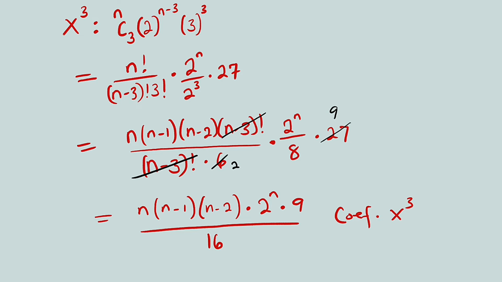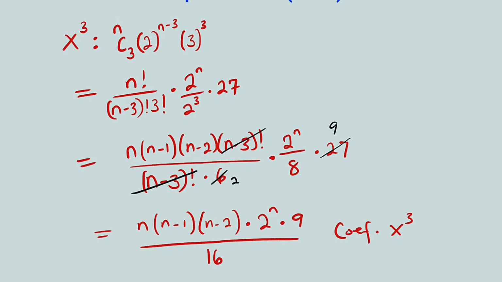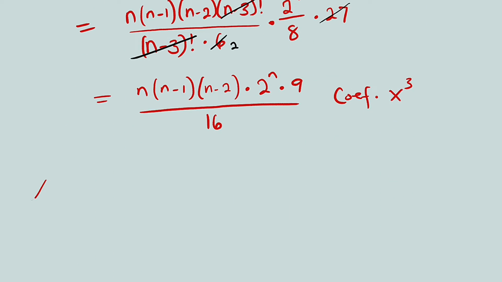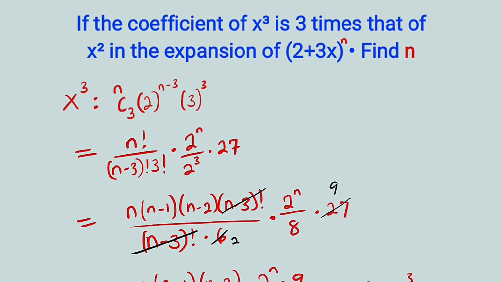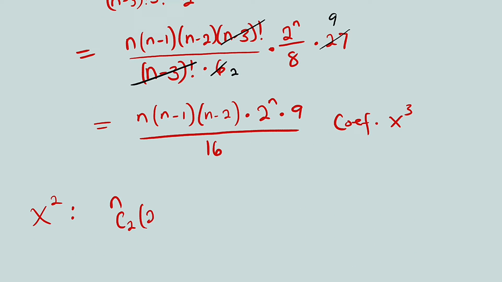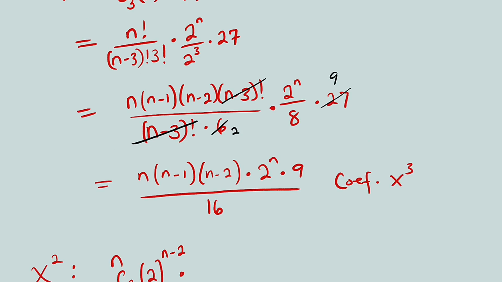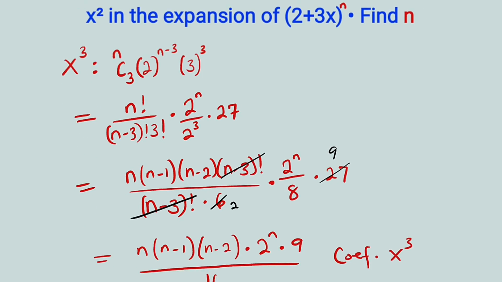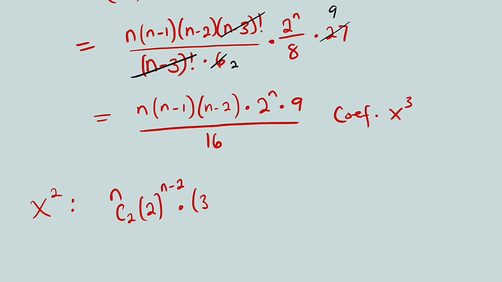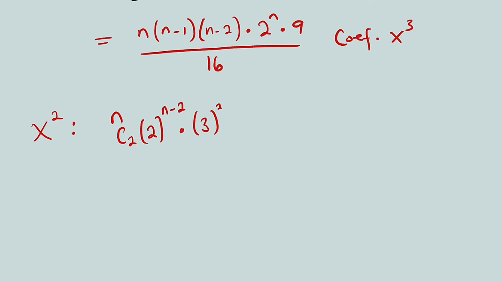So now let us move on to the coefficient of x to the power of 2. The coefficient of x to the power of 2 will be n combination 2. Then for a, we have only 2 as the constant, 2 raised to the power of n minus 2. Then multiplied by b, we are only going to take the coefficient of x, which is 3, raised to the power of r, and r is 2. So now let us simplify this.